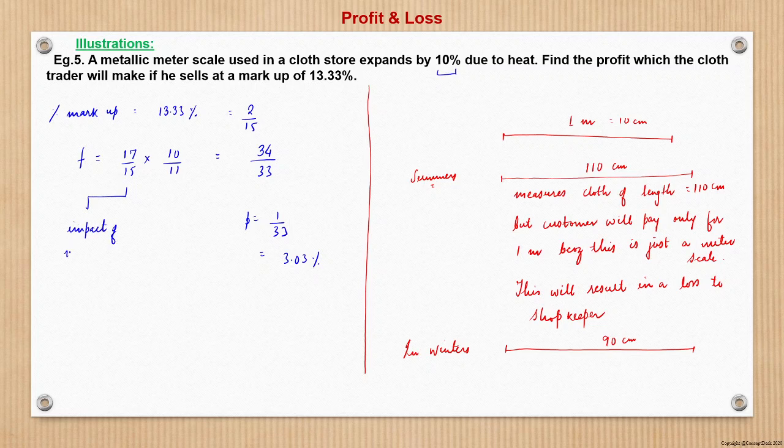impact of markup, and 10 by 11 is the impact of expansion of meter scale, right? And this is the final profit factor. So this way we have achieved this answer 3.03 percentage. This we could have solved using a generic approach, assuming x and the quantity, I mean length of the cloth. But going forward, this is a preferred method, and we adopt this only.